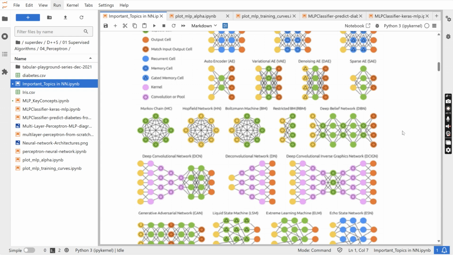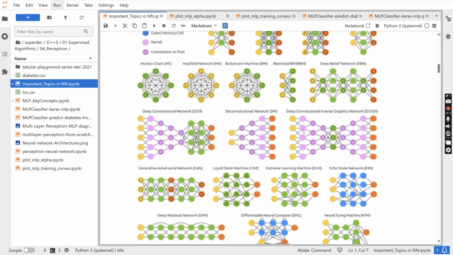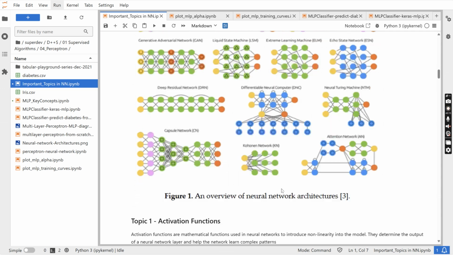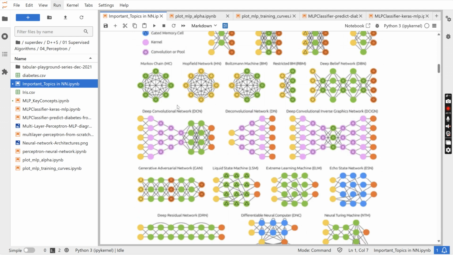And there should be another one called CNN. Look for it. Okay, it's not. This is the one. Okay, this itself is the one. So this is a deep convolutional neural network.